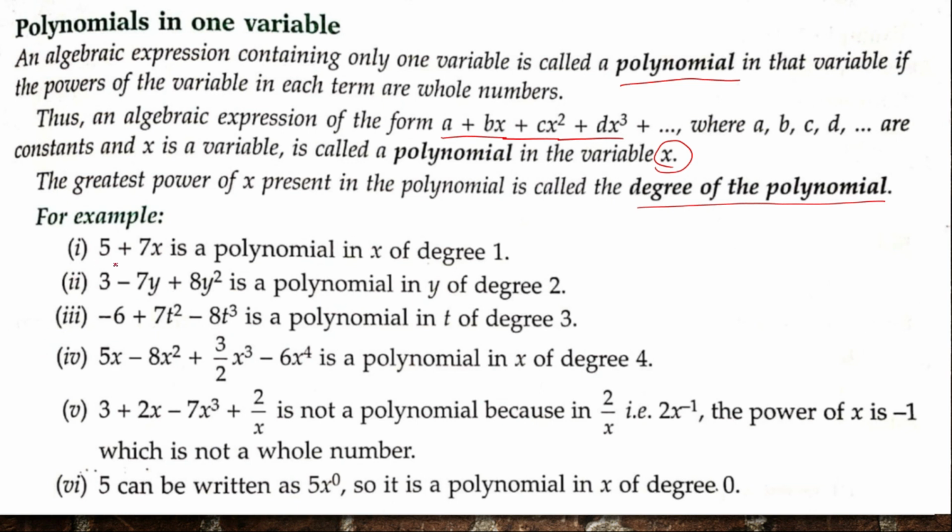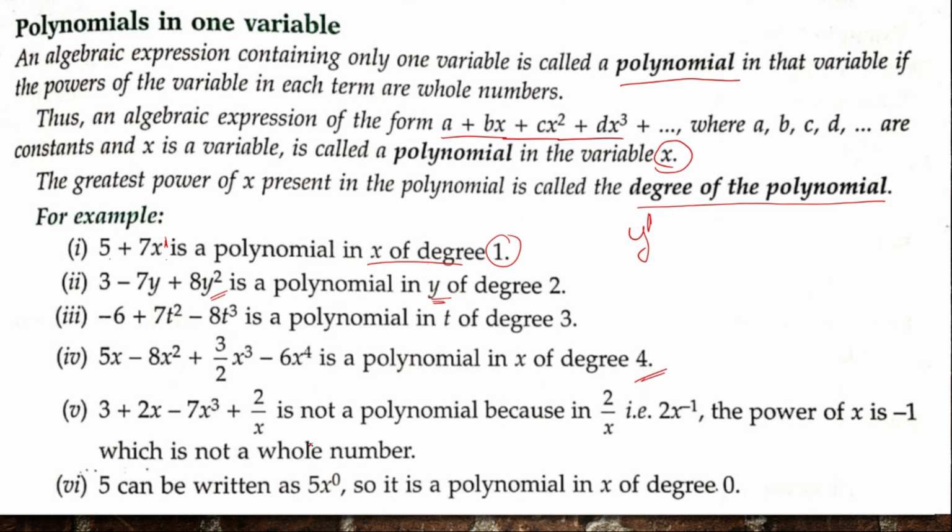For example, 5 plus 7x is a polynomial in x of degree 1. If nothing is written above the variable, you have to consider it as having power 1. Same way, in the second, 3 minus 7y plus 8y square is a polynomial in which y is of degree 2. Third one, you can see t of degree 3. In number 4, x is of degree 4.